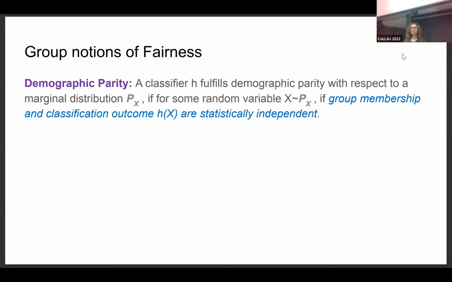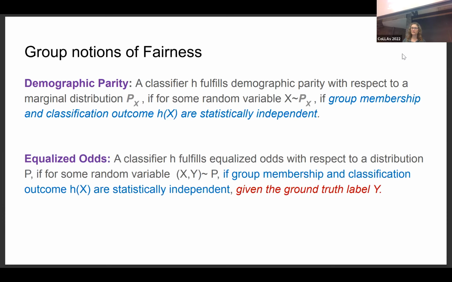Another problem of demographic parity is that there could be a correlation between the group membership and the ground truth label. To deal with this issue, people proposed the notion of equalized odds. Equalized odds proposes that the group membership and the classification outcome are statistically independent given the ground truth label. This is equivalent to saying that the false negative rates and the false positive rates between groups are the same.